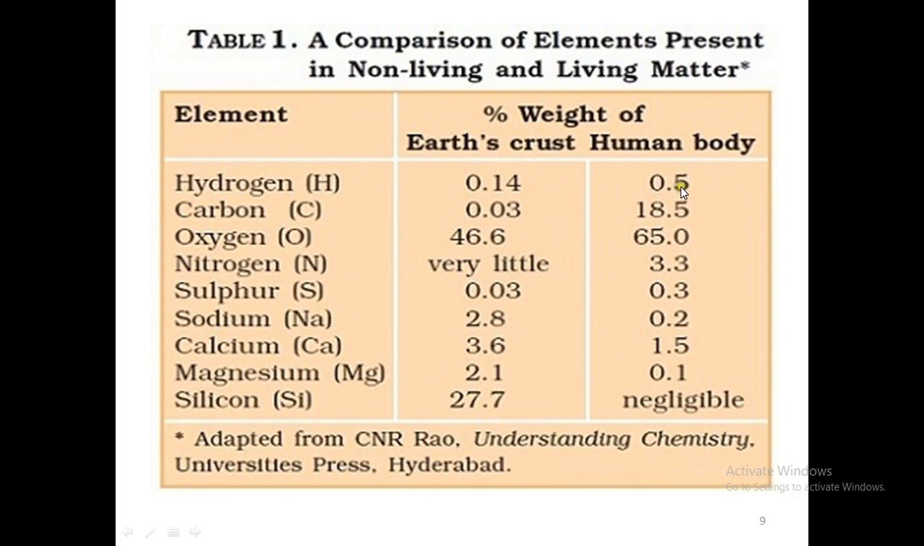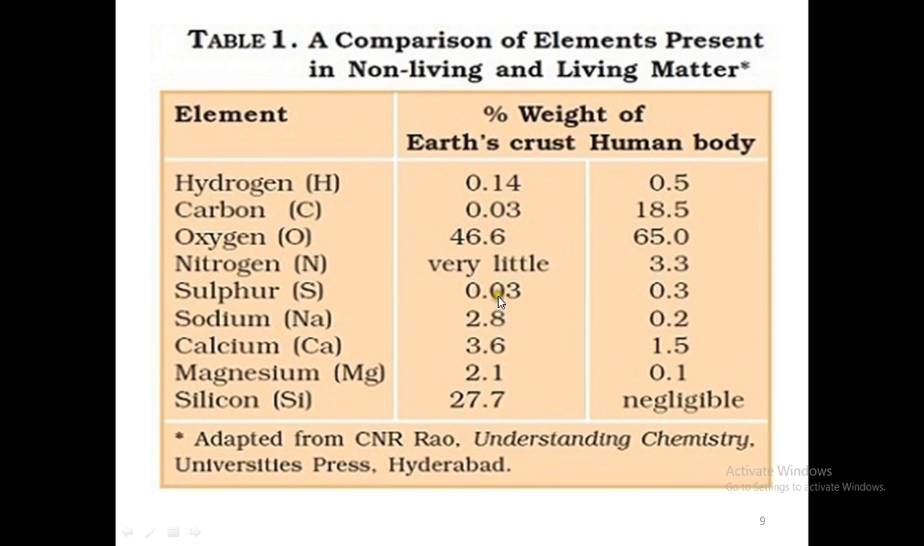Hydrogen, again, is 0.5% in the human body. In the Earth's crust, it is only less than 0.2%. Nitrogen, however, in the human body is 3.3%. It's very little in the Earth's crust because our proteins contain nitrogen. When it comes to sulfur, again, the human body has 0.3% sulfur. Earth's crust has only 0.3%.